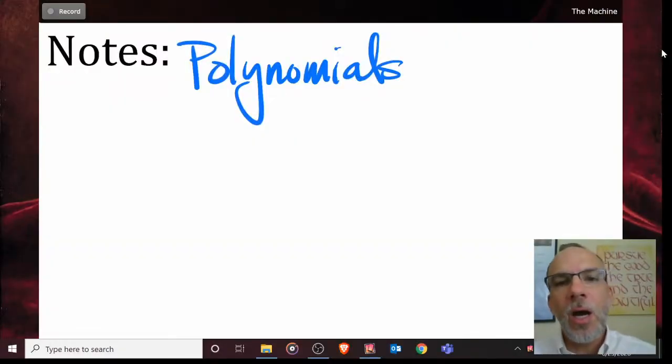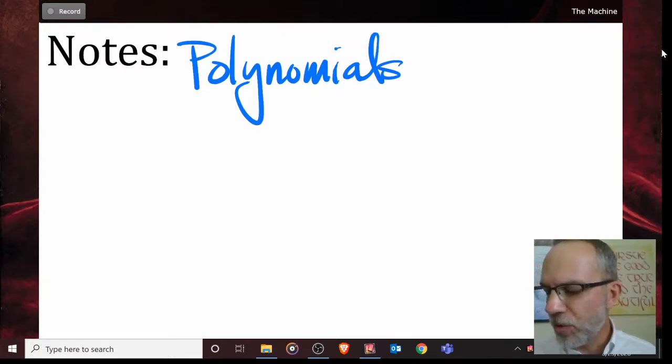Okay, polynomials. Books usually give a very lawyer-type definition of what a polynomial is, and you're going to see this a lot. So let me translate it over into regular kind of speech. But before I do that, let me share a joke with you.